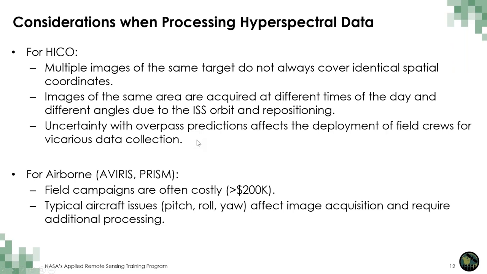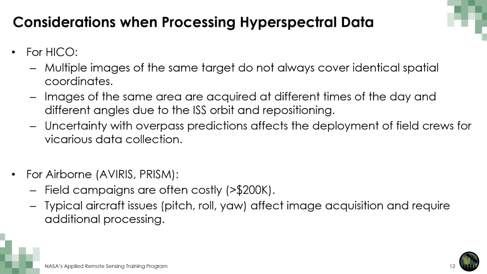So for example, speaking about coastal ocean, for HICO, multiple images of the same target do not necessarily always cover the same identical spatial coordinates. And images of the same area are acquired at different times during the day, or even at different angles due to the ISS orbit and repositioning. So you might need to do some additional georectification there to make the images useful.